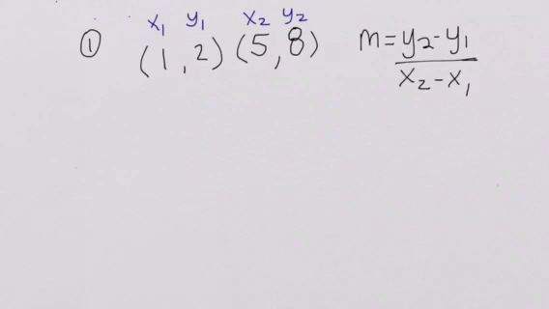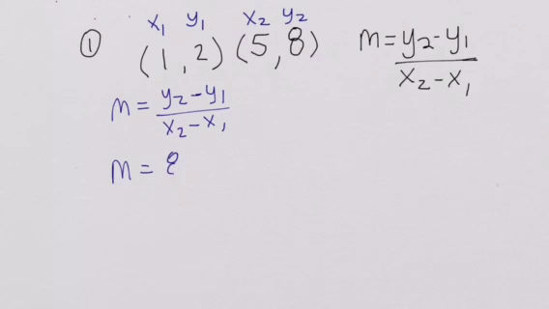So we're going to go ahead and write our formula. M equals y2 minus y1 over x2 minus x1. Now we're going to do our substitution step. M equals, for our y2 we have 8, and then minus. Our y1 is going to be 2. That's going to be divided by x2, which is 5, minus x1, which is 1.